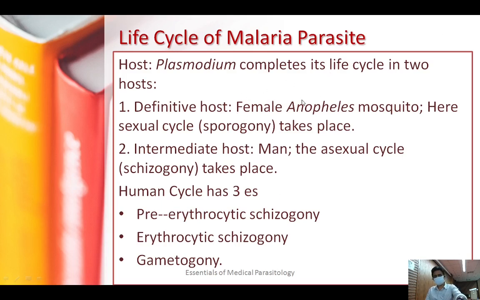That is the reason why the female anopheles mosquito is the one who feeds on humans. They bite humans, and on biting, they actually transmit the infection to the humans.